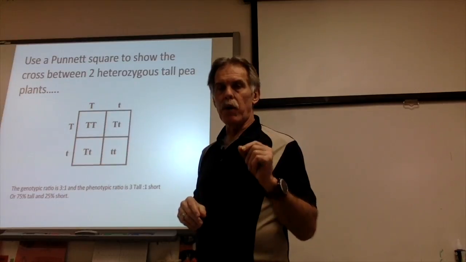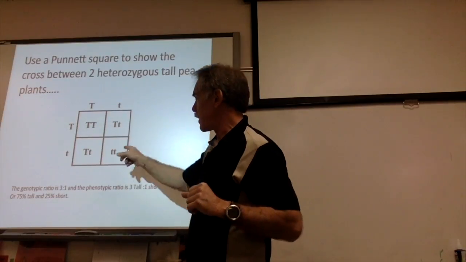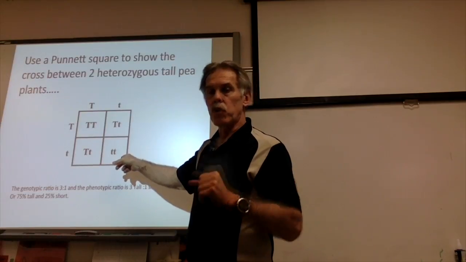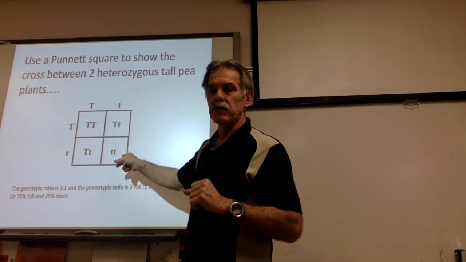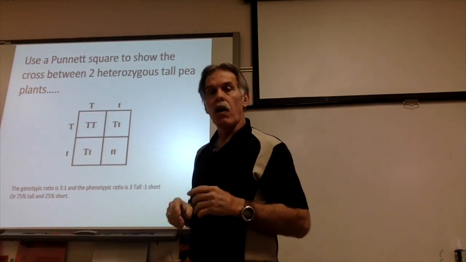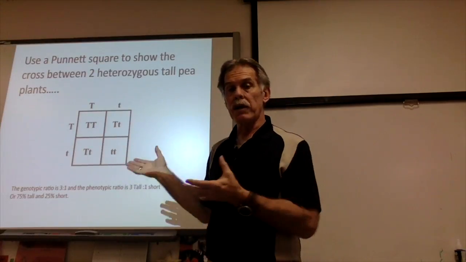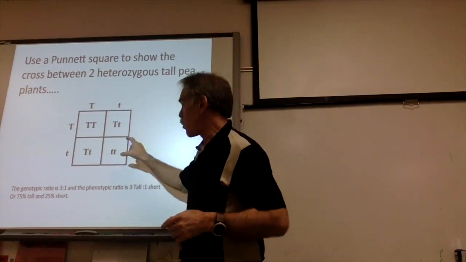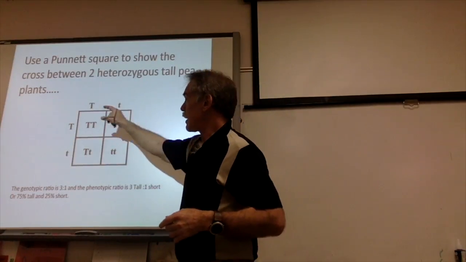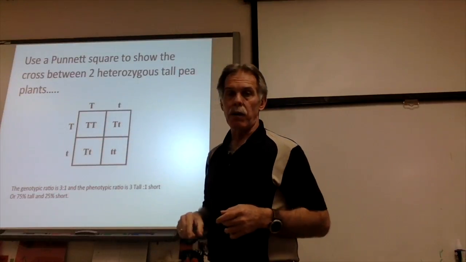Remember, if they're both the same, it's homozygous. So this one is homozygous. Recessive is the only short plant that is represented. So if there are four, there'd be one short plant and three tall. Or if there were many, many more, we could use this on a big scale and say 25% or 1/4 are going to be short and 75% are going to be tall.